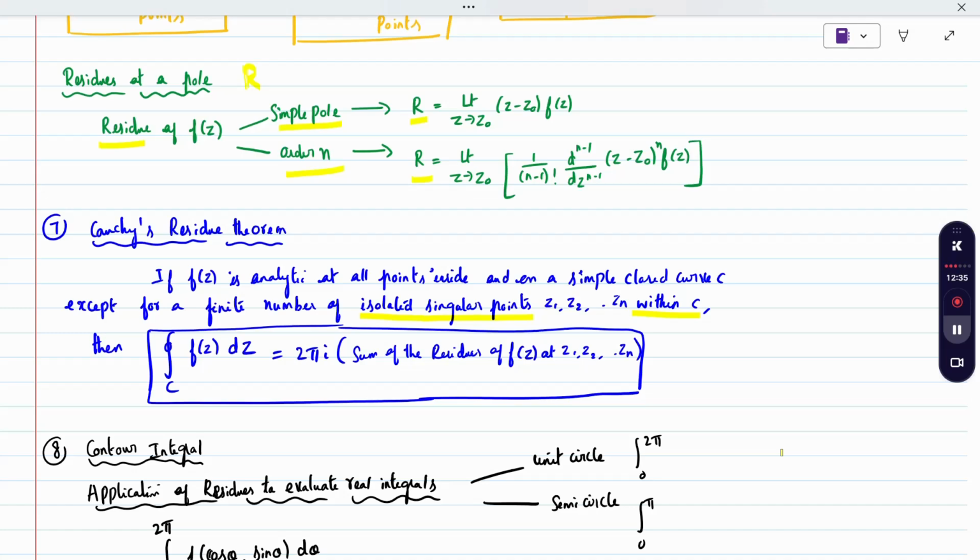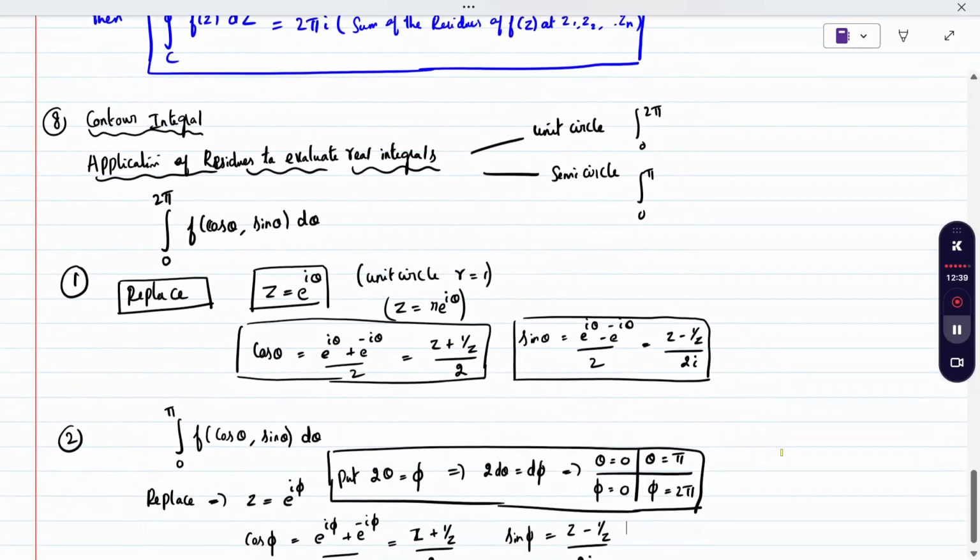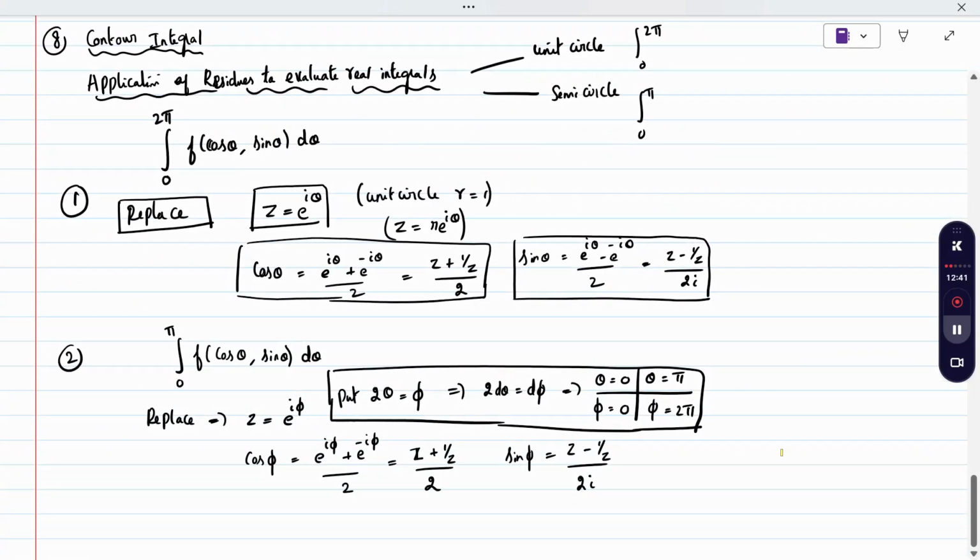The last topic will be the contour integral. This contour integral is nothing but an application of residues. It is named contour integration to find only the real integral. Why only the real? Why can't it be imaginary? Yes, you can calculate it, but according to our syllabus, it is only the real integral. The classification according to our syllabus is only unit circle and semicircle.